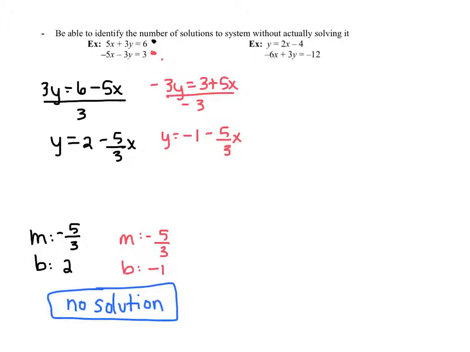So I didn't actually solve the system. I didn't graph, substitute, or eliminate. I just compared the slopes and the y-intercepts to make the determination. So on this one over here, the red line is already in slope-intercept form, and you can see the slope is 2, the y-intercept is -4.